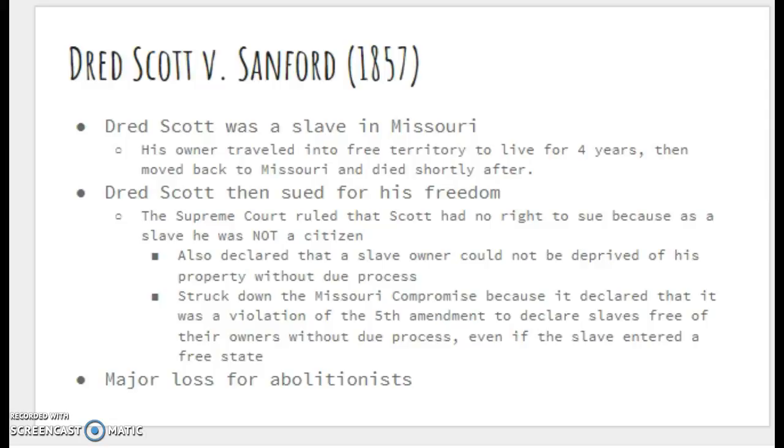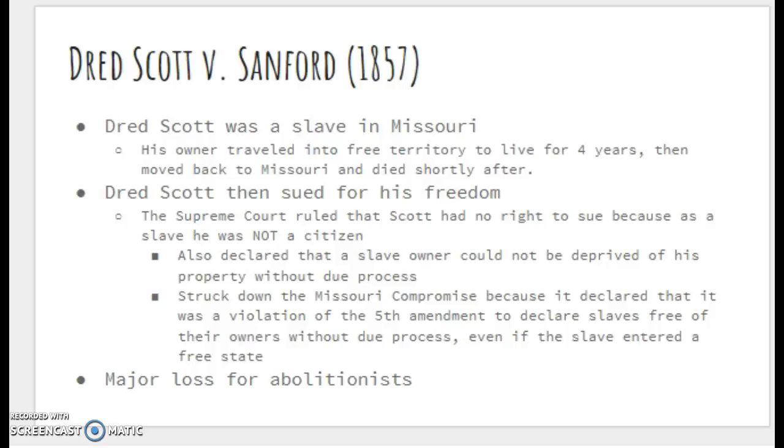Dred Scott then sued for his freedom, right? Because remember, Missouri was a slave state. So he had to sue for his freedom. The Supreme Court ruled that Scott had no right to sue because as a slave, he was not a citizen. So he didn't have any rights. They also declared that a slave owner could not be deprived of his property without due process. So without that formal process of going through the law step by step, the slave could not be taken away from its owner.